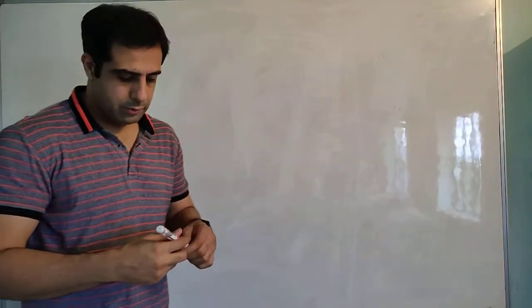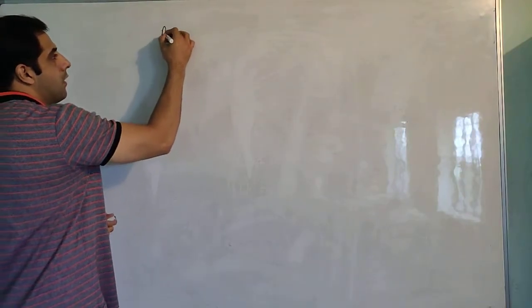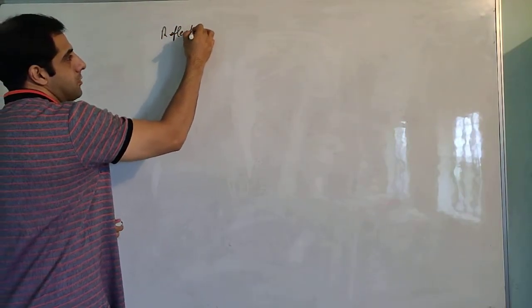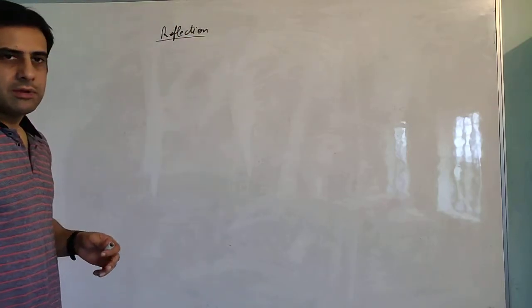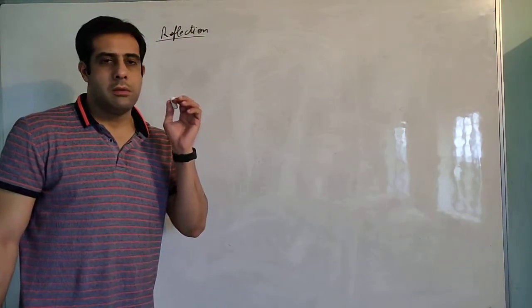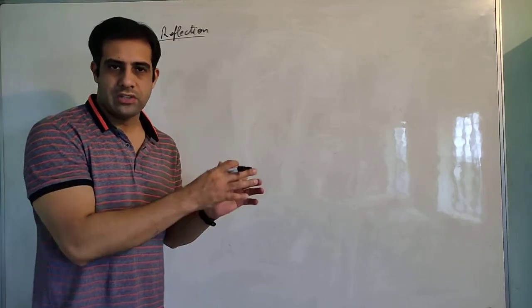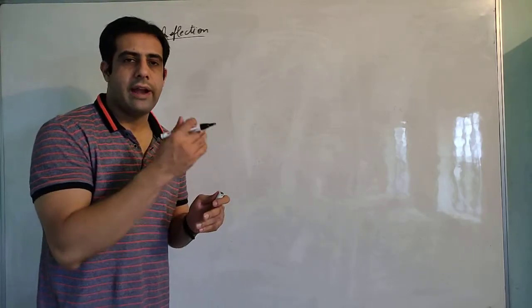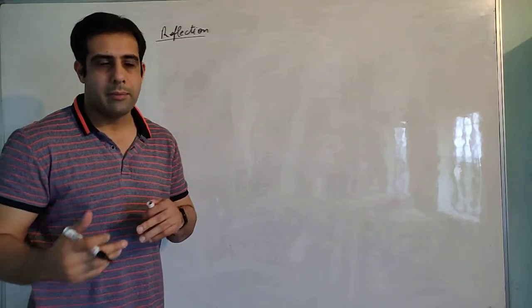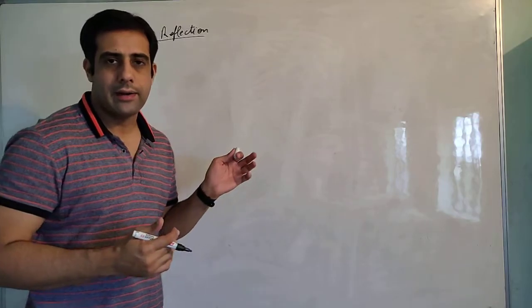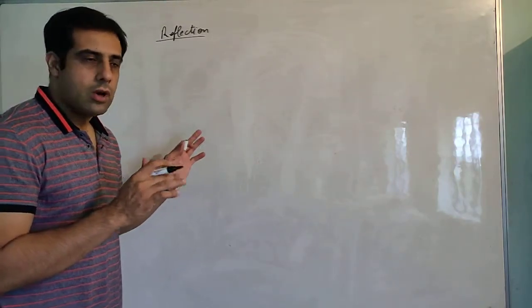Let us start with the next topic in light, reflection. Now, what does reflection mean? Reflection means that you are projecting light on a particular surface, a reflecting surface, and the light strikes the surface and comes back at some angle. The angle will depend on the situation, we will study that later. So this process is called reflection.